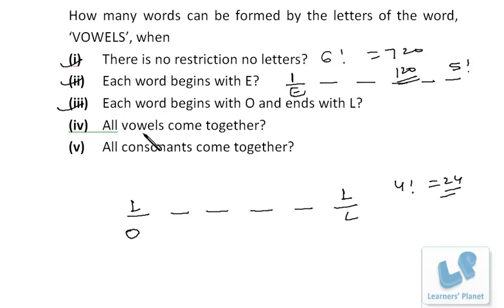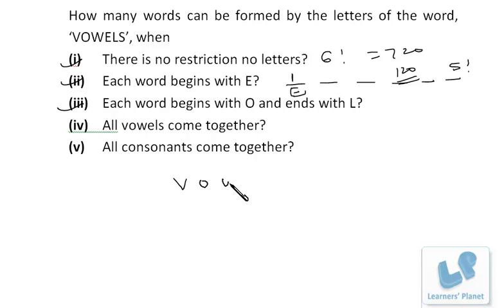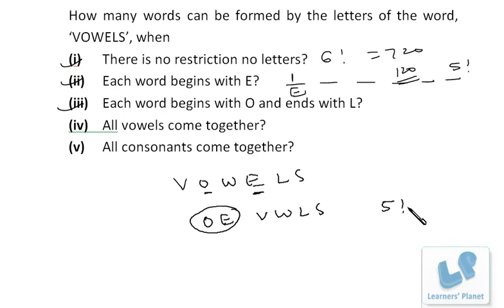Now the next is all vowels come together, right? Now first of all, how many vowels are there? Let's see. V, O, W, E, L and S. So 2 vowels are there. So what I do, I just take them as one letter only. So what I do is treat O and E as one, and V, W, L, S. So 1, 2, 3, 4, 5. Now I am left with 5 letters. Now 5 letters can be arranged in 5 factorial ways, right?